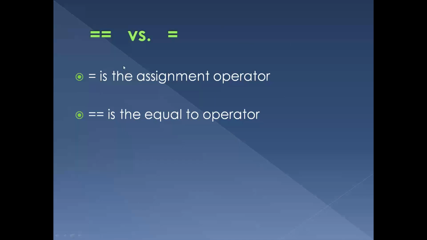So this is what I was pointing out just a moment ago. The single equal is the assignment operator. So what we're doing is putting a value into a variable. The double equal is the equal operator. So when doing mathematics, we're saying, okay, 2 plus 2 is equal to 4. That's what this is. This is an equal.